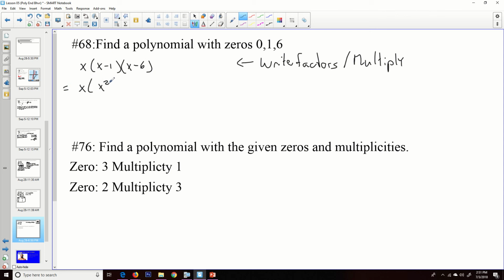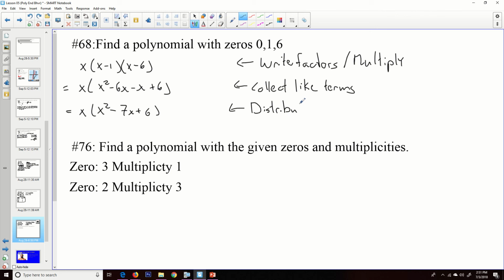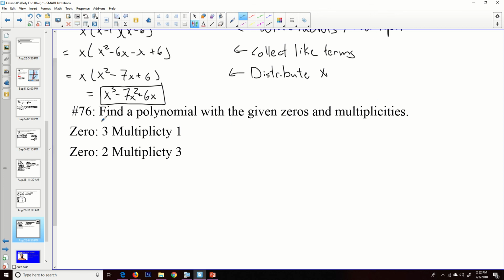X times x is x squared. X times negative 6 is negative 6x. Negative 1 times x is negative x. And then negative 1 times negative 6 is positive 6. I'm going to collect my like terms. That'll give me x times x squared minus 7x plus 6. And then we'll distribute x. And that'll give me a final answer of x to the third minus 7x squared plus 6x. There we go.